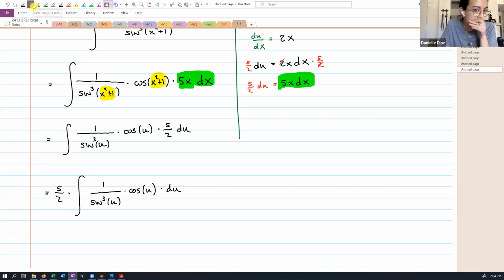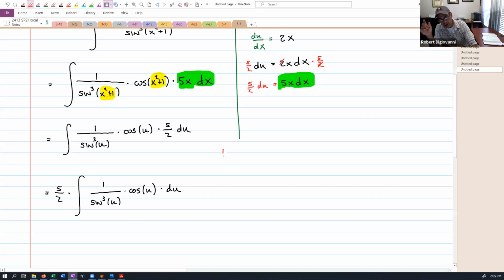Sine and cosine. Sine u and cosine u. Okay, so the derivative of sine of u would be cosine u, right? And the derivative of cosine of u would be negative sine of u, right? There's two different ways that I could approach it. So please pay attention. There's two different things that you could try here.